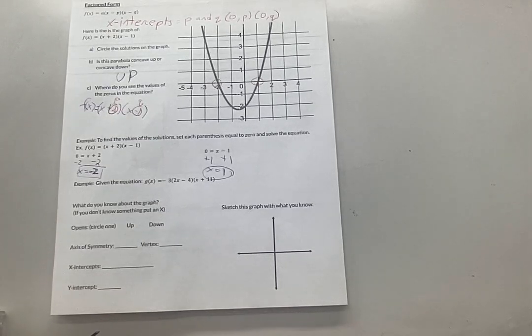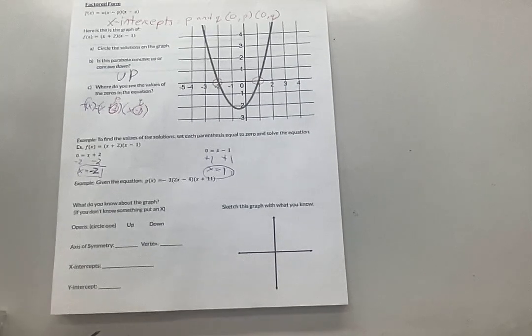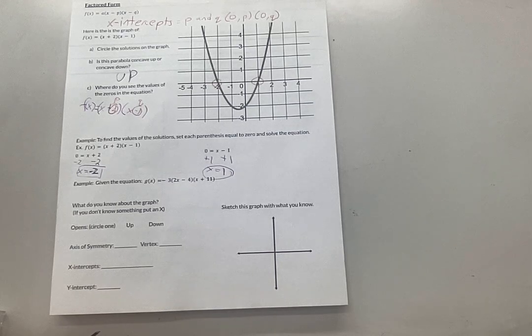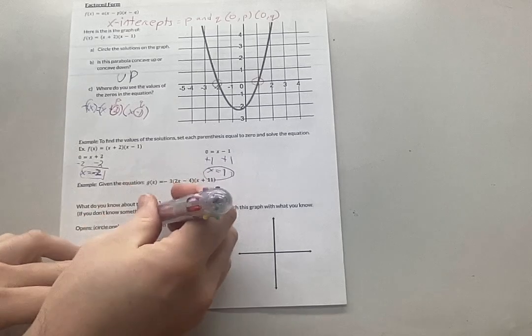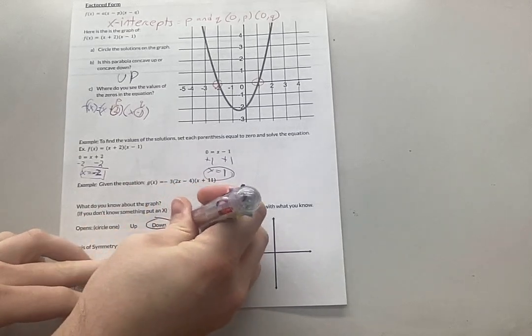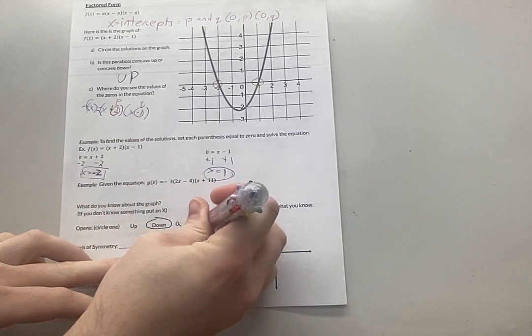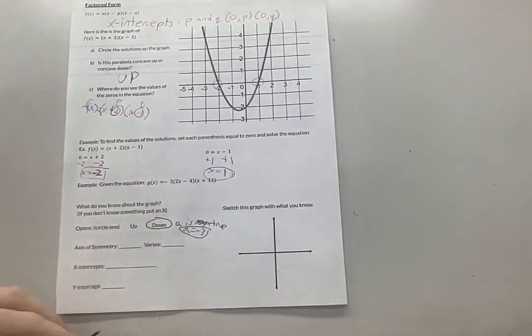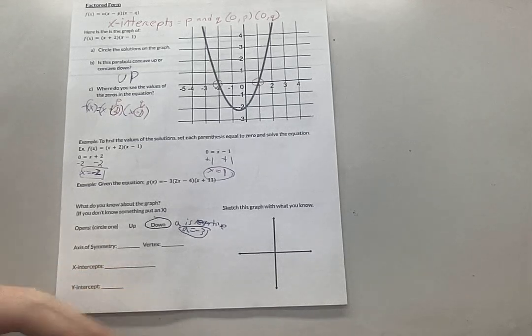Now the next example, a little more complicated. Given the equation g of x equals negative 3 times open parenthesis 2x minus 4 close parenthesis open parenthesis x plus 11 close parenthesis, what do we know about the graph? Well, we know that it's concave down because a is negative. A equals negative 3, so a is negative, therefore it's concave down.